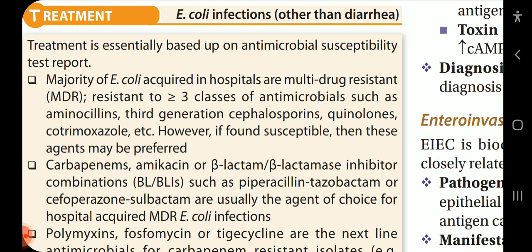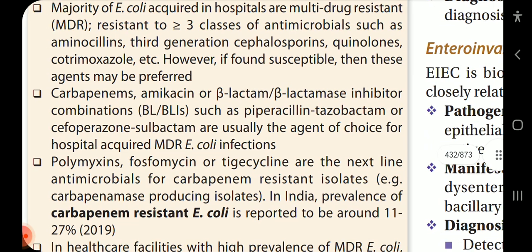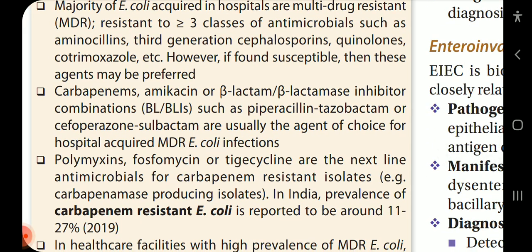Now, the treatment of E. coli infections. Treatment is essentially based upon the antimicrobial susceptibility test report. The majority of E. coli isolates in hospitals are multi-drug resistant, MDR, resistant to more than 3 classes of antimicrobials such as aminopenicillins, third generation cephalosporins, quinolones, cotrimoxazole, etc. However, if found susceptible, then these agents may be preferred.